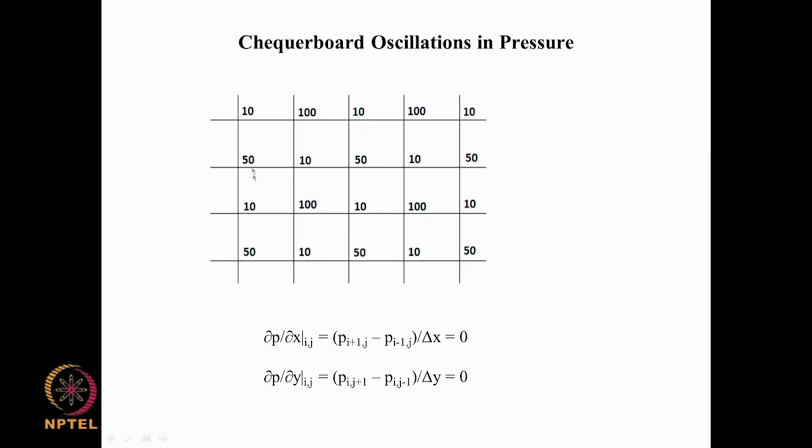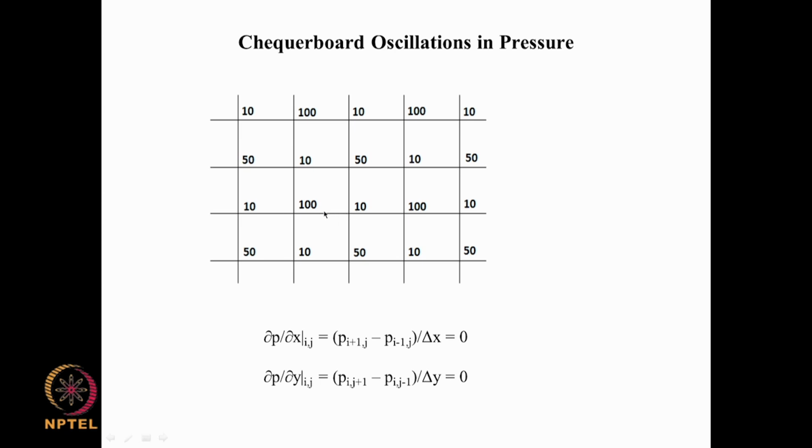So, in a grid like this, here the pressure gradient is computed to be 0 in both the x momentum and y momentum equations. But if you are evaluating the v velocity here, then the pressure gradient is not 0. If you are evaluating the u velocity at the midpoint here, then the pressure gradient is not 0.